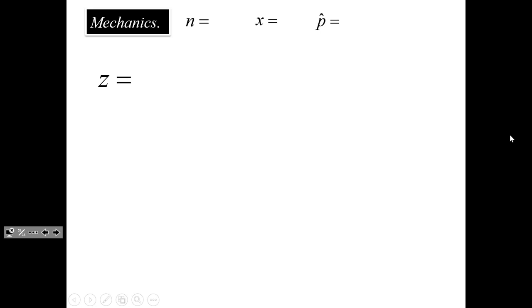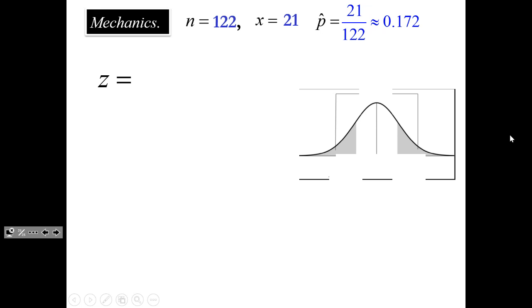First, my mechanics. I need my sample size. We said it's 122. Then my X, 21. We said 21 out of the 122 are orange. Using that, we find our p hat is 0.172, well, roughly. It's rounded off a little bit. Then I draw my curve.